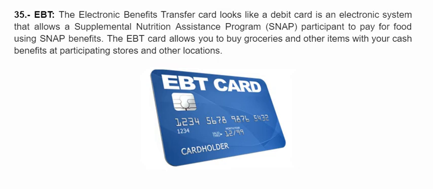EBT. Okay, what is EBT? The electronic benefits transfer card looks like a debit card, as it is an electronic system that allows a Supplemental Nutrition Assistance Program (SNAP) participant to pay for food using SNAP benefits. The EBT card allows you to buy groceries and other items with your cash benefits at participating stores and other locations.